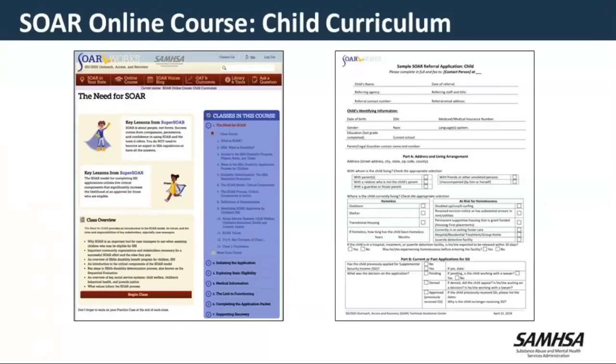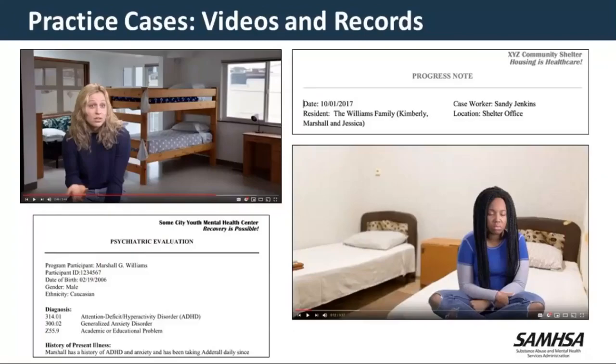Like the adult curriculum, the child curriculum includes 7 classes of articles, short quizzes, and a comprehensive practice case component. We've developed tools, worksheets, and other resources that are specific to working with children, youth, parents, and caregivers on child SSI claims.